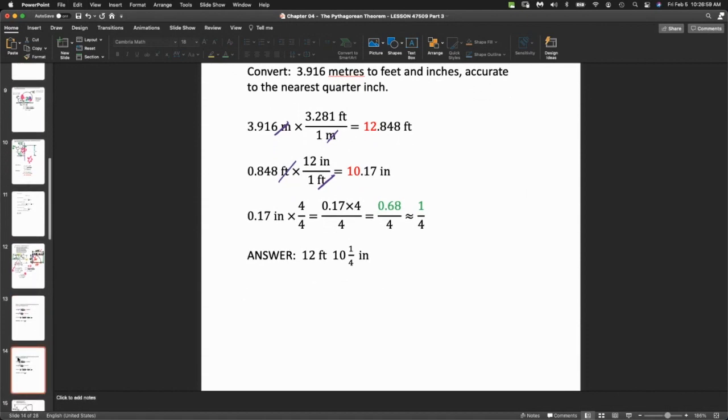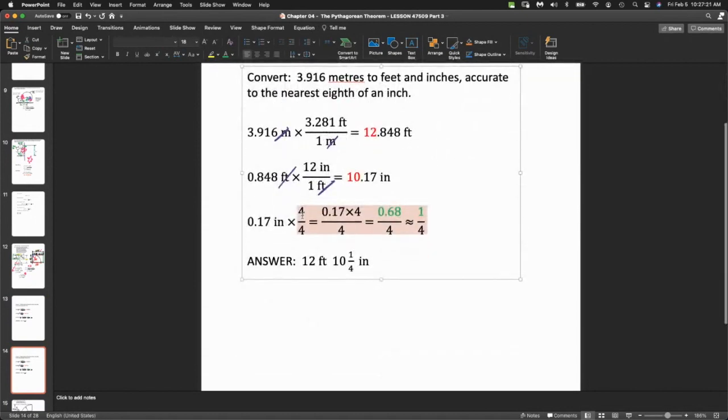I duplicate my slide. So I have the slide here. That's your answer. I'm going to do a new picture. Oh, now it's 1/8 of an inch. Instead of 4 over 4, no problem, people. We got this. It's 8 over 8. Put an 8 there. Put an 8 here. What's 0.17 times 8?